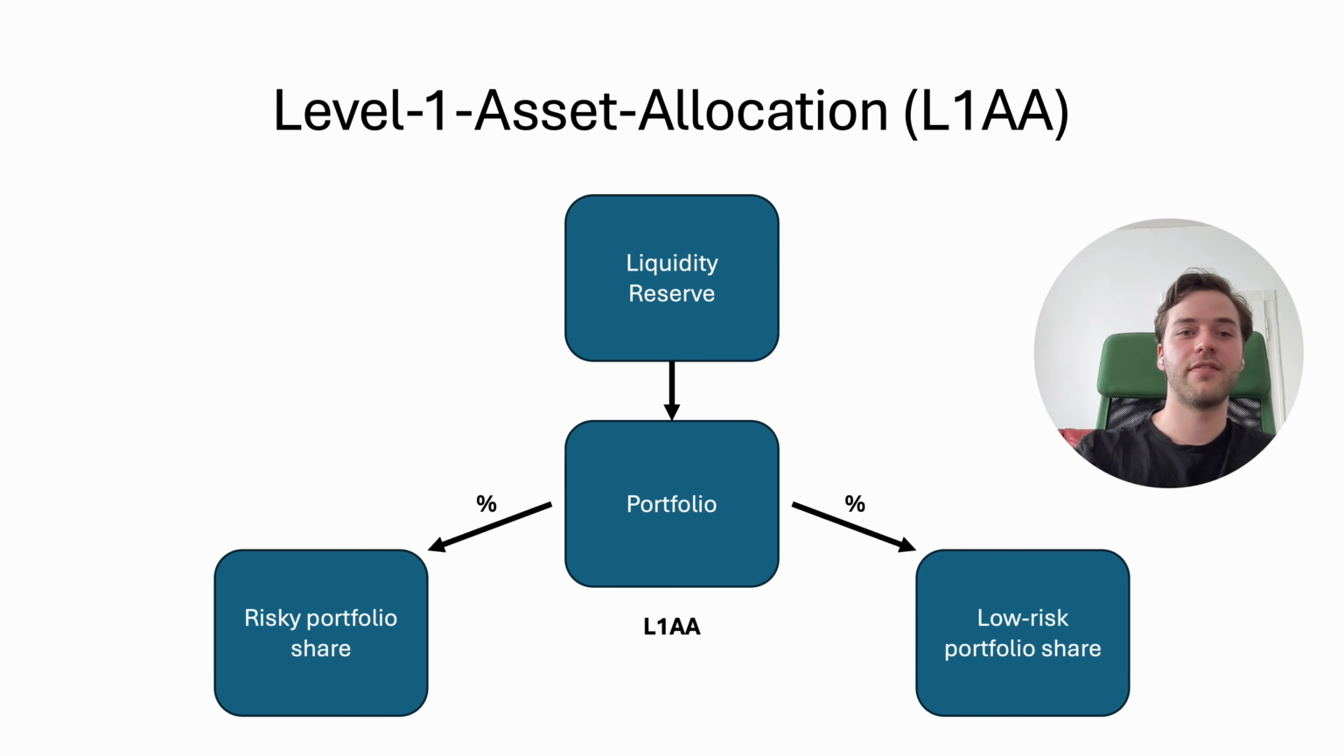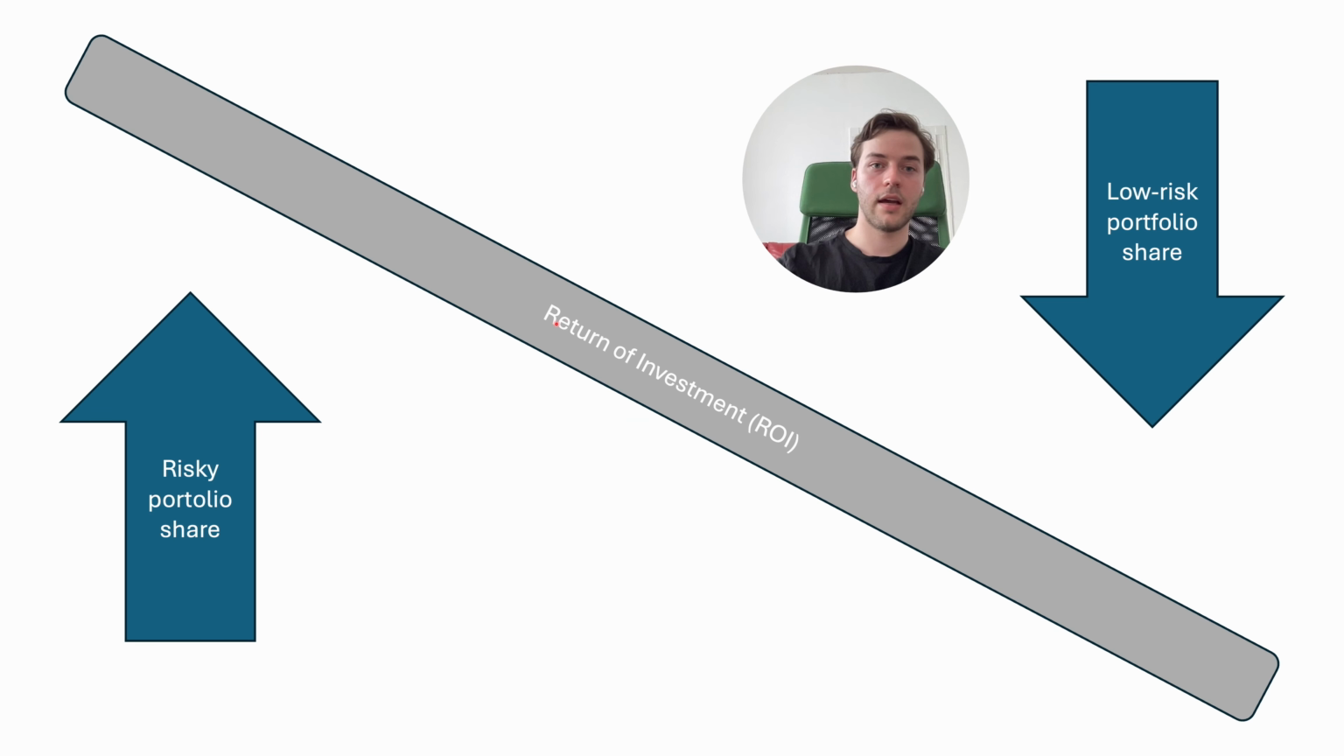once we have filled up our liquidity reserve and we have more money available, we can imagine it like it is overflowing. Then the rest we put into our portfolio. And what this level 1 asset allocation, the L1AA, is all about is deciding which percentage we should and want to put into the risky part of our portfolio and how much we should put into the low risk part of our portfolio. And how to think about this decision.